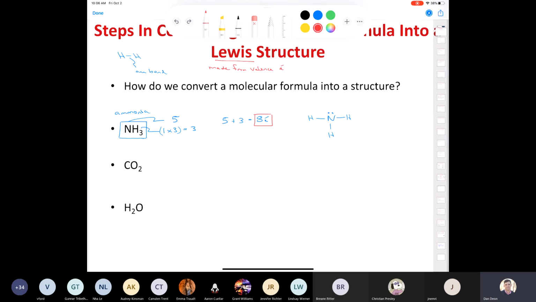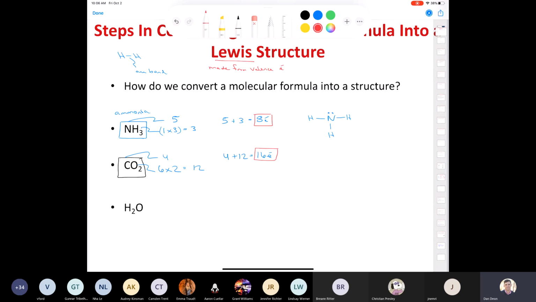Let's try another example, because the best way to learn Lewis structures is just by looking at nothing more than examples. So let's try CO2, carbon dioxide. Okay, how many valence electrons does carbon have? Well, carbon is in group 4A, so it has a total of 4 valence electrons. Oxygen is in group 6A, so it has a total of 6 valence electrons, but there's 2 oxygens. So that gives me 12. That means that my total is 4 plus 12, which equals 16 valence electrons total. That's what I'm going to use to make my Lewis structure.